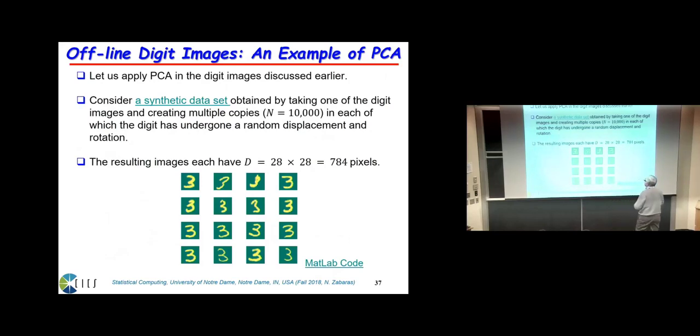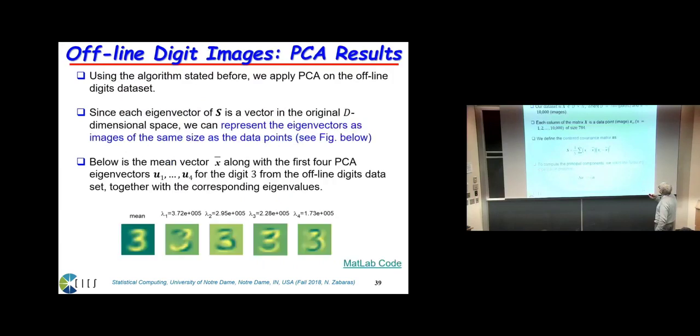You can do this for the images that I gave you. So this is actually the data set, okay? And this shows the eigenvalues corresponding to the principal eigenvectors. If you do PCA, this is lambda 1, lambda 2, lambda 3, lambda 4. This is the mean value. And these are the corresponding eigenvectors. If all your data look like 3, it's not surprising that the eigenvectors look like some versions of 3, okay? But look what happened.